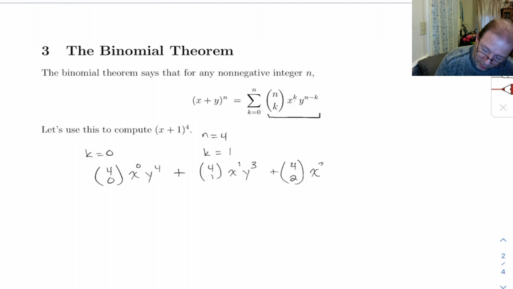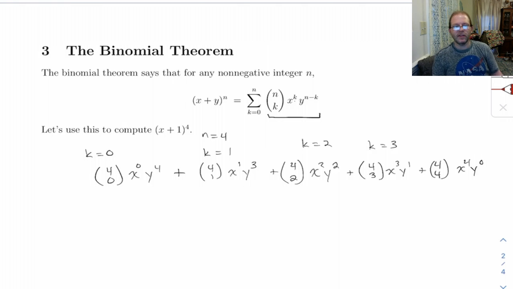4 choose 2, x squared, y to the 4 minus 2, which is 2. You can look at it like we're starting with 4 y's, and every time we go from one term to the next, one of these moves over to the x. So we get 0, 4, then 1, 3, then 2, 2. The next one is going to be 4 choose 3, x cubed, y to the first. Then finally 4 choose 4, x to the fourth, y to the 0.